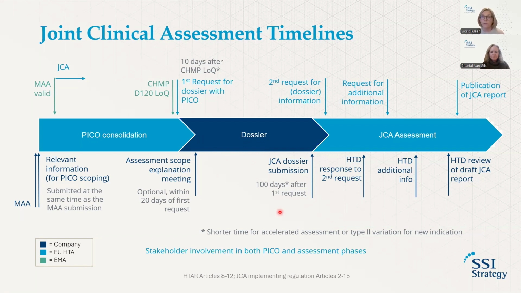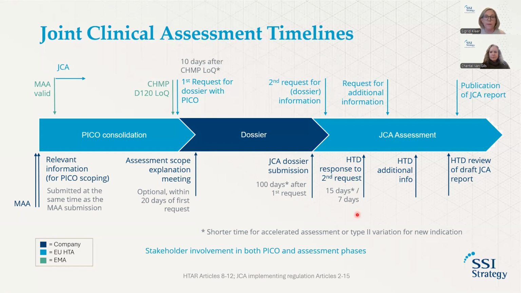And then it's possible and foreseen that there could be things that are missing. Then the assessors can do a second request for information, to which the company, the HTD, which stands for Health Technology Developer, so that's a company, must respond within 15 days if it is a standard procedure. You see this little asterisk here showing that it's actually shorter for certain other procedures.